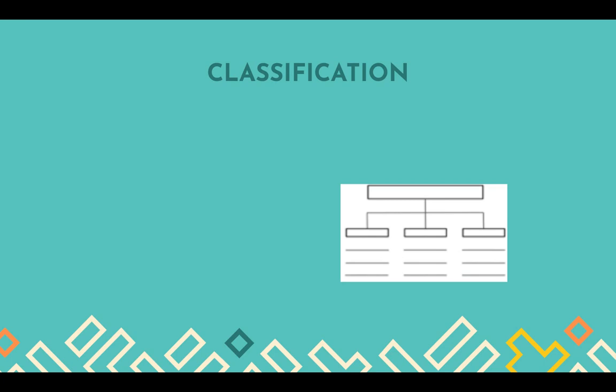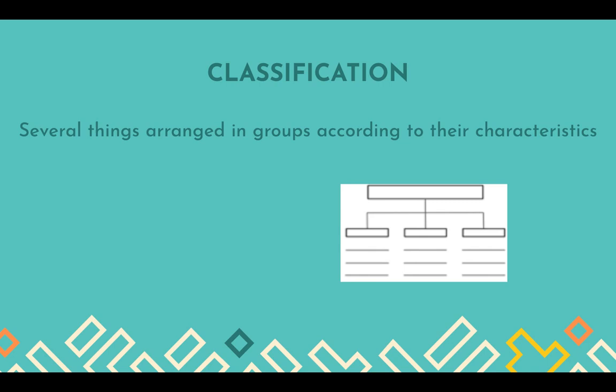Then we have classification. The graphic here shows that you have one big main topic that's broken up into several groups. And then everything within that group will share certain characteristics. So it's several things arranged in groups according to their characteristics. So you'll have group 1, group 2, group 3, and then everything in group 1 will have something in common. Everything in group 2 will have something else in common. And everything in group 3 will have something else in common. But all 3 of them will belong to one big main group.